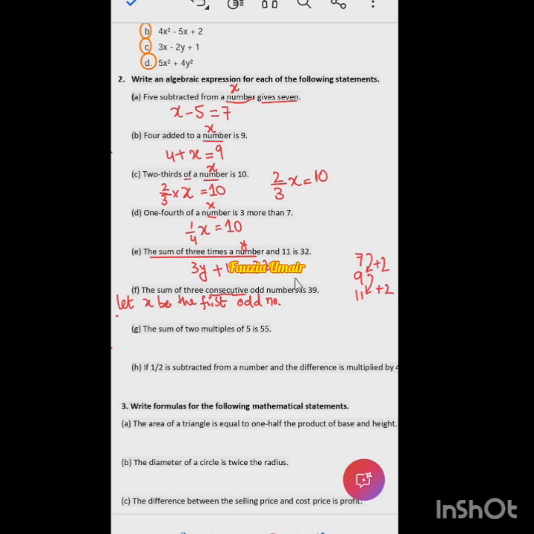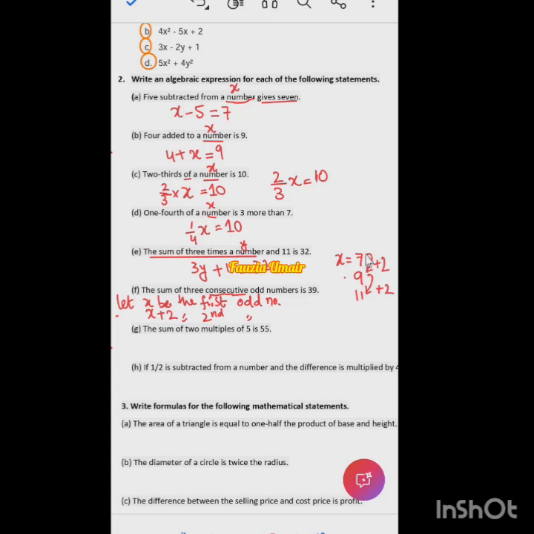So if x is the first number, then what is the second number? x plus 2. Are you getting this or not? If x is the first odd number, then the second odd number would be x plus 2 because they are consecutive. Okay, so now what will be the third odd number?